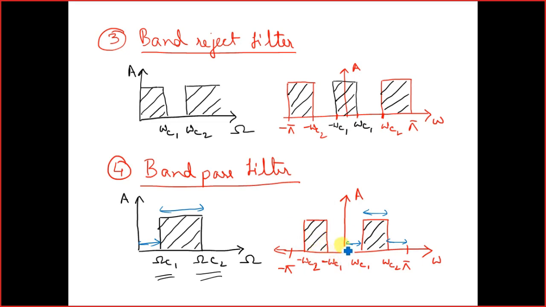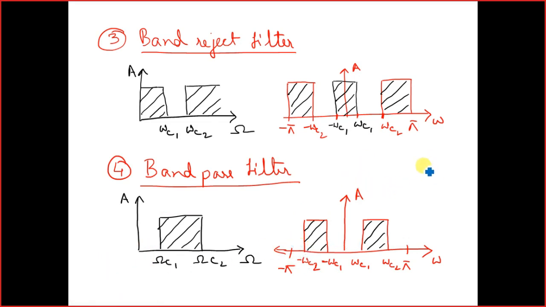So 0 to minus of omega C1 is 0. Then minus of omega C1 to minus of omega C2 is high. And then minus of omega C2 to pi, it is again 0. Right.